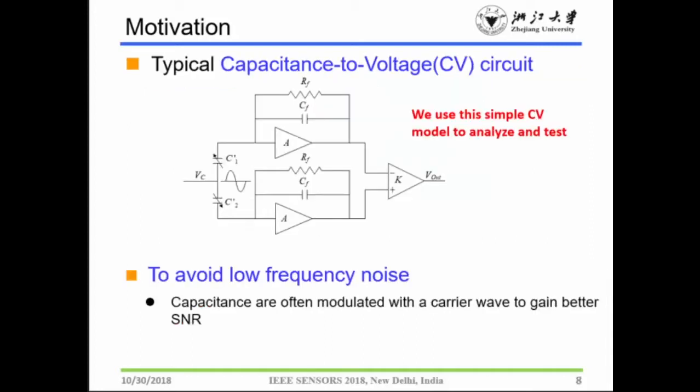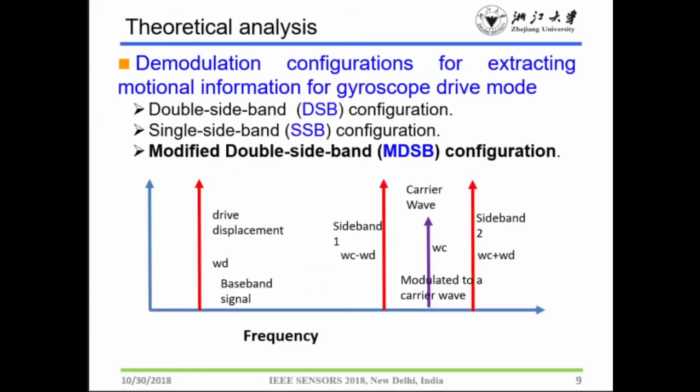So let's talk a little bit about a typical capacitance-to-voltage circuit. In order to avoid low-frequency noise, the capacitance is modulated with a high-frequency carrier wave, and then demodulated to the baseband. Here is the signal spectrum. This is the gyroscope drive displacement, and it is converted to capacitance, and the capacitance is modulated with a carrier wave. So the information now lies on the two side bands.